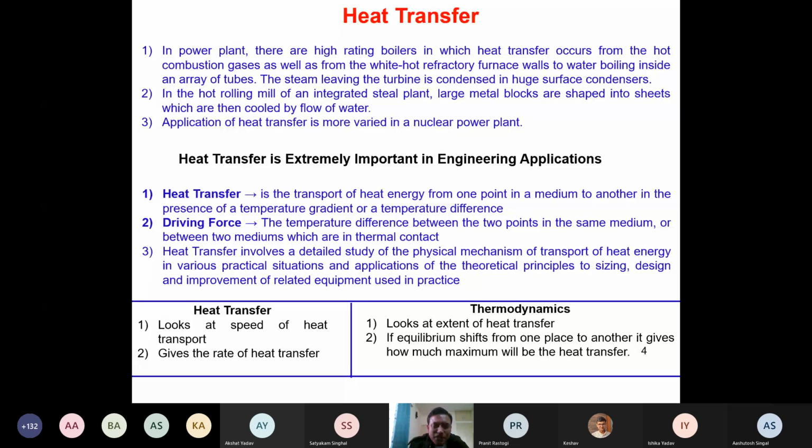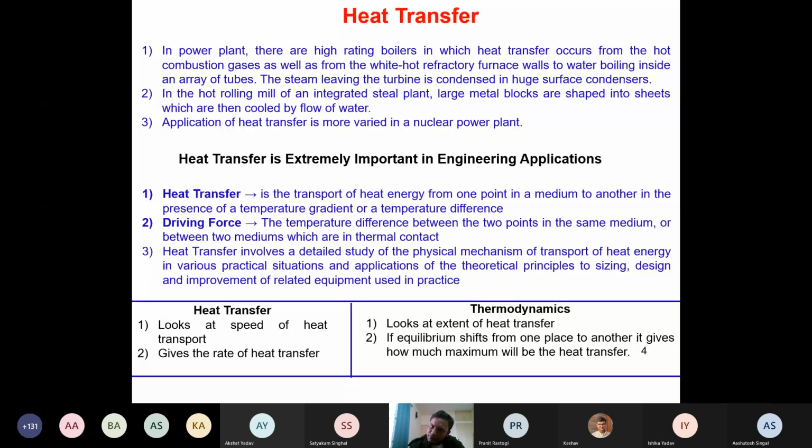So similar to the nitric acid production process, there are several processes. I have listed some of these here. In a power plant, you can have high rating boilers, in which the heat transfer occurs from the hot combustion gases as well as from the white hot refractory furnace walls to water boiling inside an array of tubes. The steam leaving the turbine is condensed on the huge surface condenser.